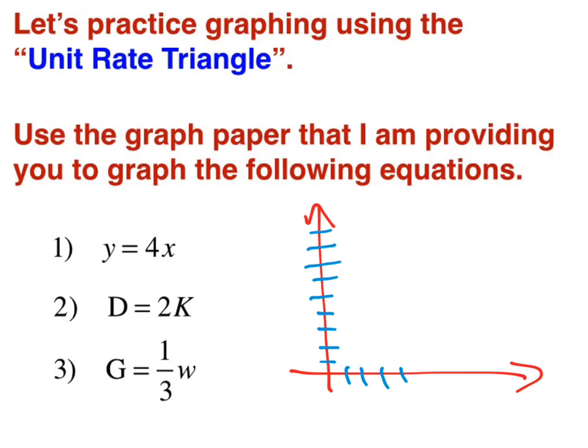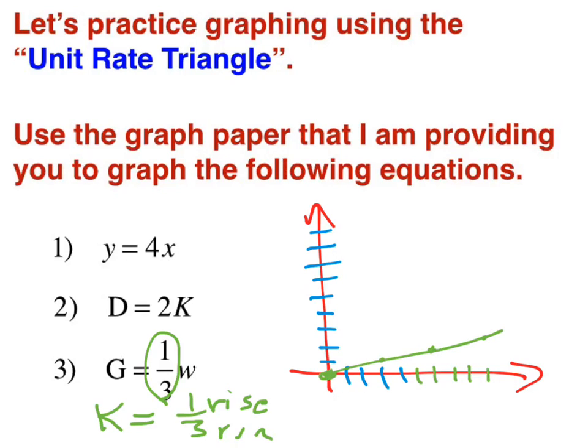All right, let's take a look at this one. We know that K is equal to 1/3 because this is K right here, which means we are rising 1 and we are running 3. We know it's a proportional relationship because that equation is proportional. So we start at 0, 0. We rise 1, run 3. We rise 1, run 3. Rise 1 and run 3. And so your graph should look something like that.